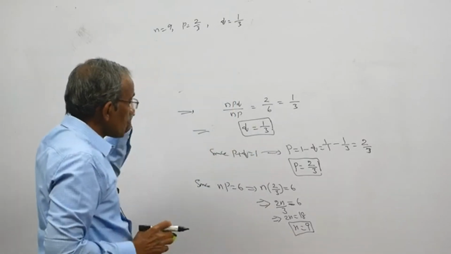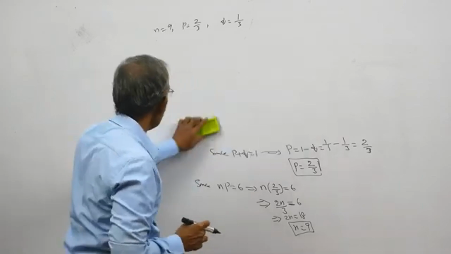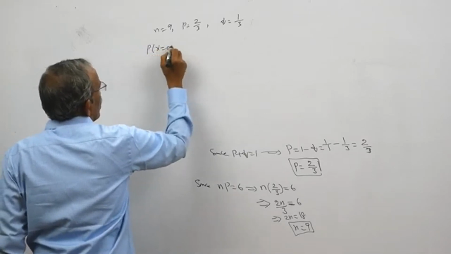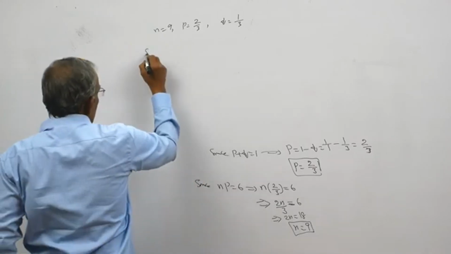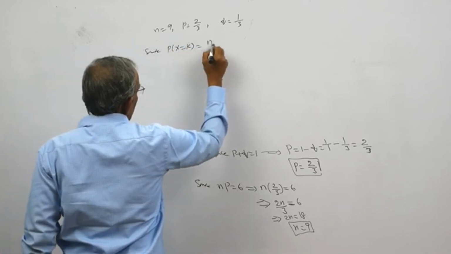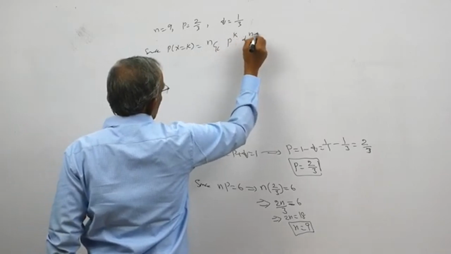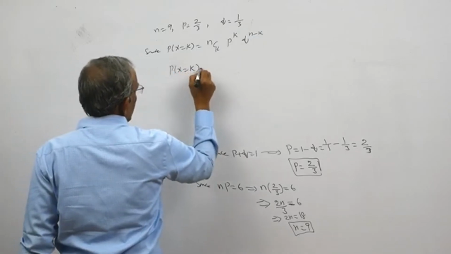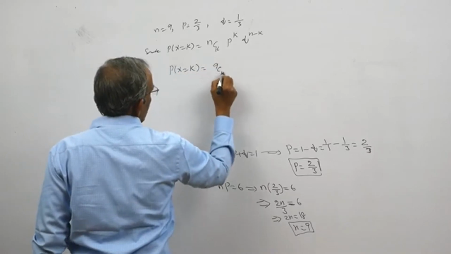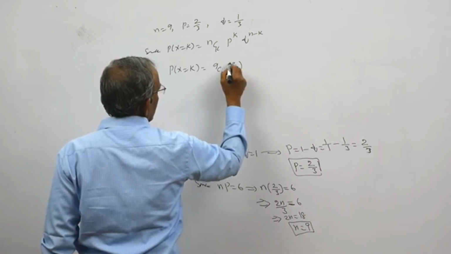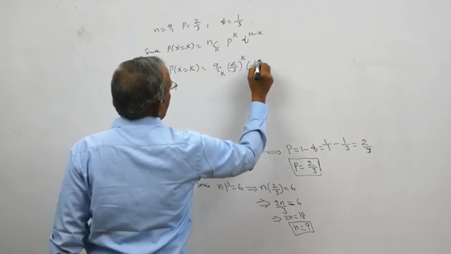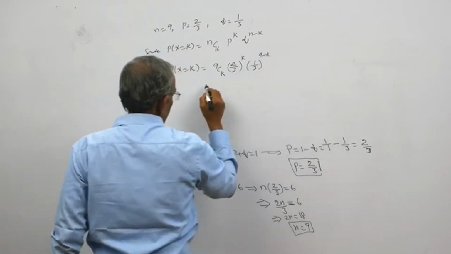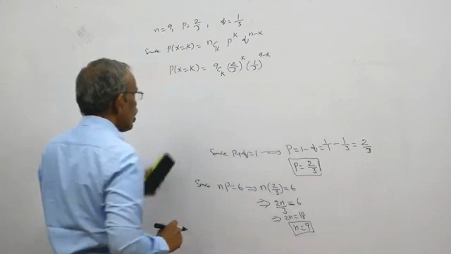Here we have to write the first two terms of the distribution. First two terms of the distribution are P of x equal to 0 and P of x equal to 1. We know that P of x equal to k is nCk p power k, q to the power of n minus k. Therefore, probability of x equal to k is 9Ck, p means 2 by 3 whole to the power of k, q means 1 by 3 whole to the power of 9 minus k. This is the probability of x equal to k.